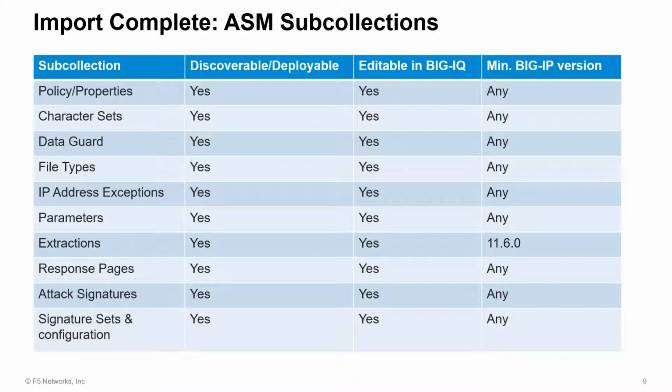Here are some but not all of the objects that are now available on the BIG-IQ once the import has completed. Sub-collections are groups of like objects related to the Web Application Security Policy. Not all sub-collections are visible in the Web Application Security Policy Editor. Other sub-collections can be imported and deployed without being displayed. Generally, you can import sub-collections from a BIG-IP device and then deploy them without editing.